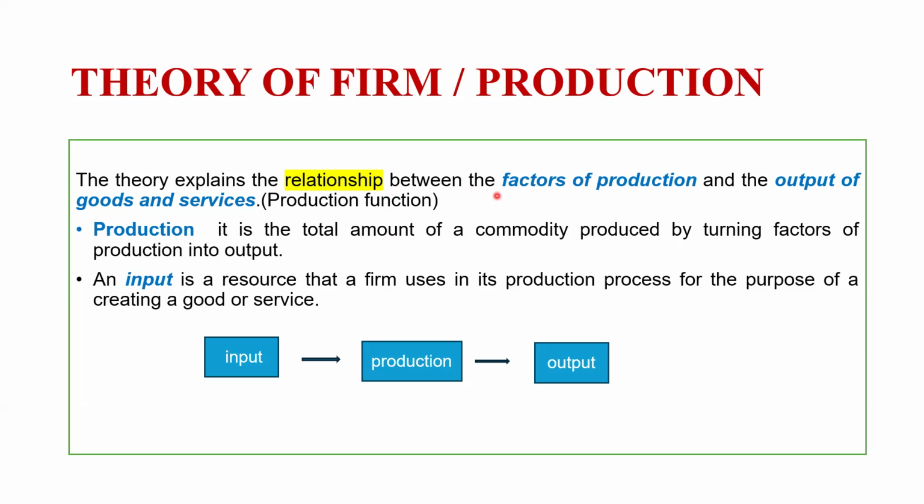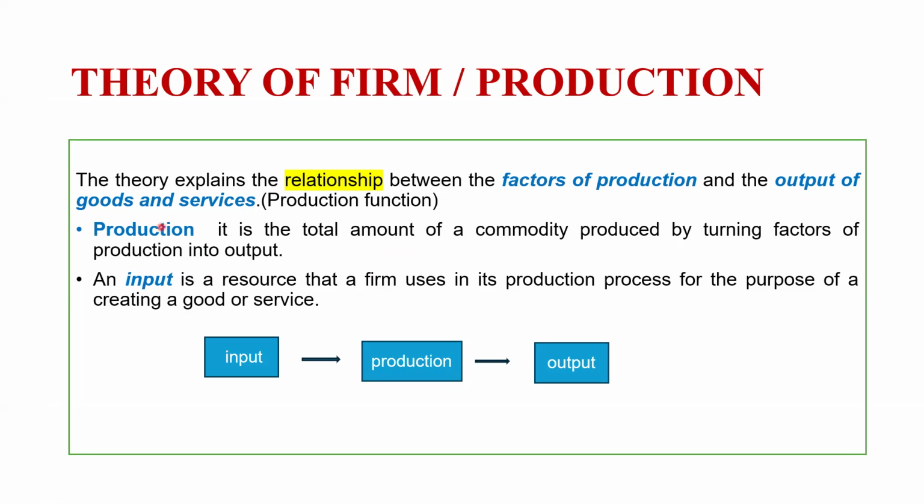But for this part, just know that the theory of a firm explains the relationship between inputs and outputs, your inputs being your factors of production. Remember, your factors of production are your land, labor, capital, and entrepreneurship. So we're looking at the relationship between them and the output which is being produced. Understand? And then the definition of production, they're saying here, is the total amount of commodity produced by turning factors of production into outputs.